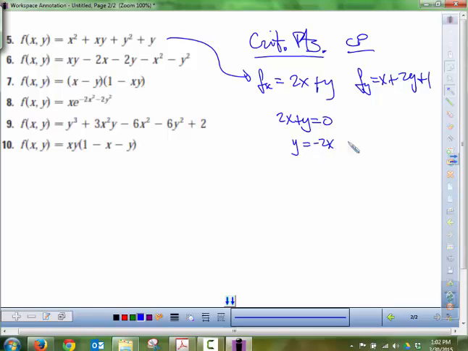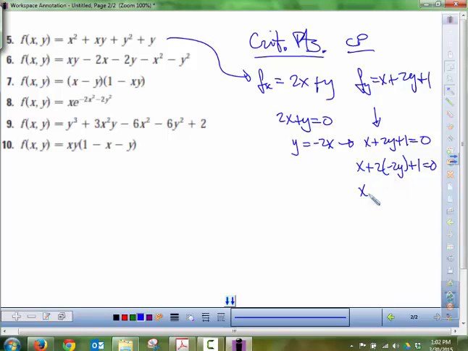I don't know if that's helpful. But at this point now, I can set the second one equal to 0, x plus 2y plus 1 equal to 0. And now I can combine them since my y is equal to negative 2x. Maybe if I put negative 2x in for y, I can possibly get a value here. So let's see how that happens.